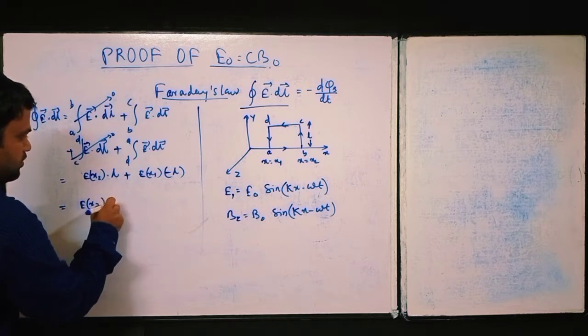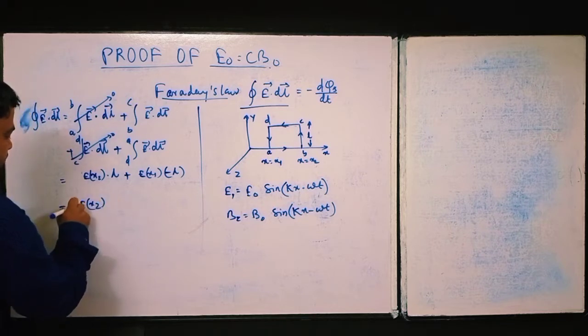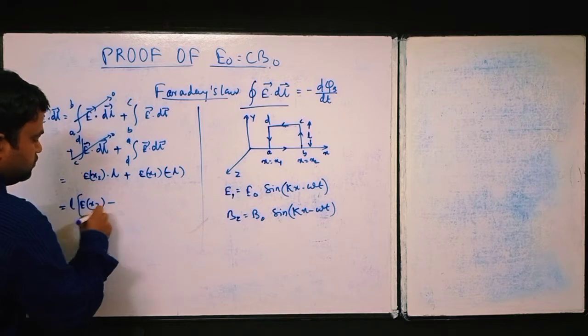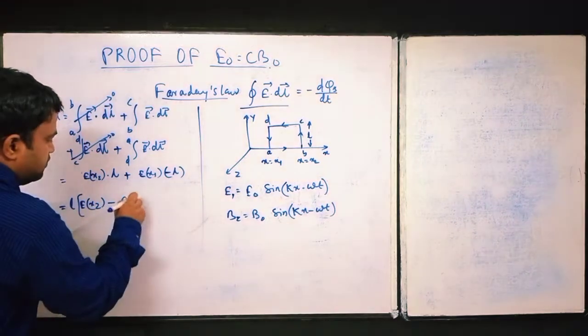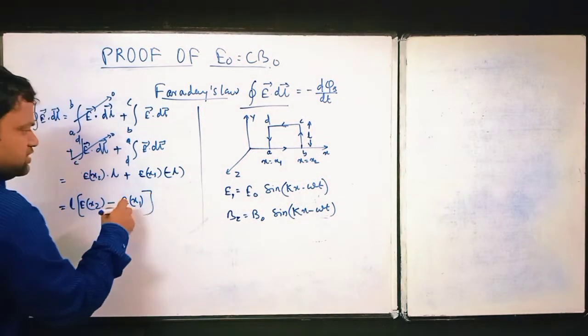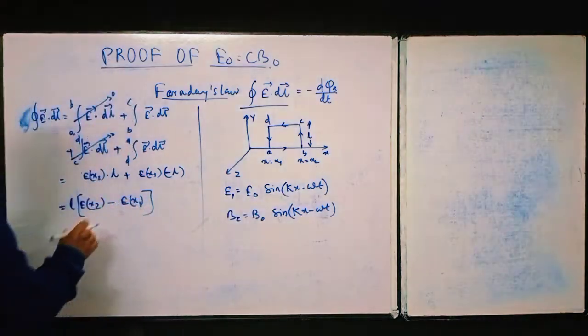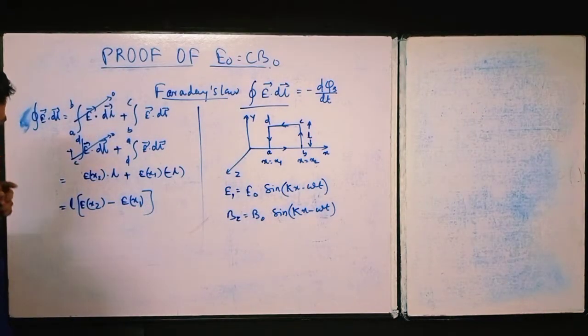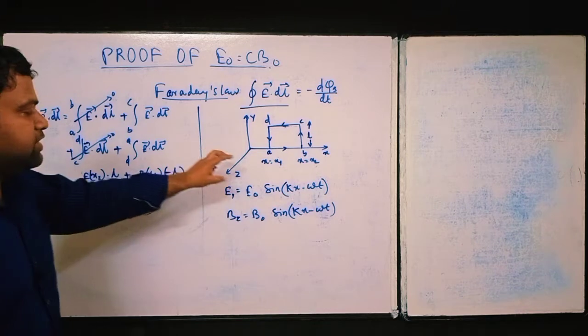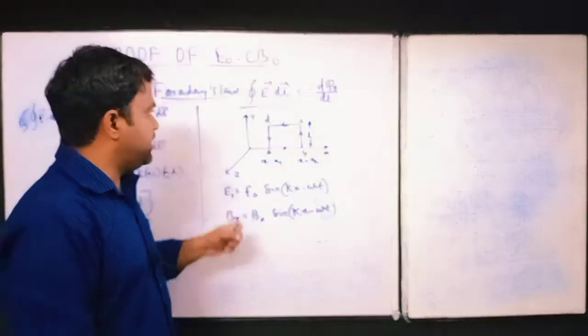times L, or you can say L times (E at x2 minus E at x1). And what is E? We'll replace E here later. So this is what we get on the left side of Faraday's law.